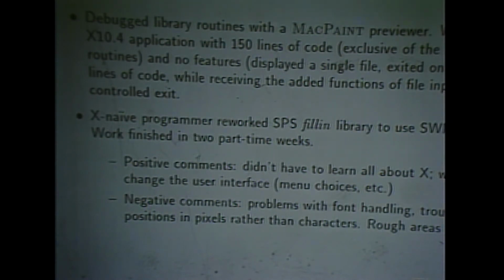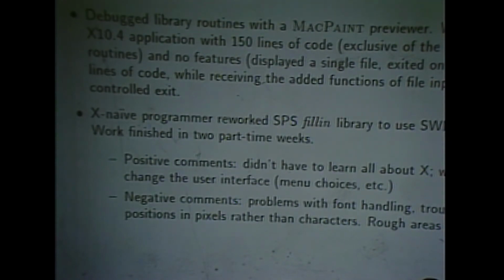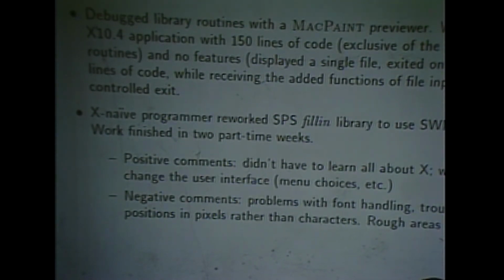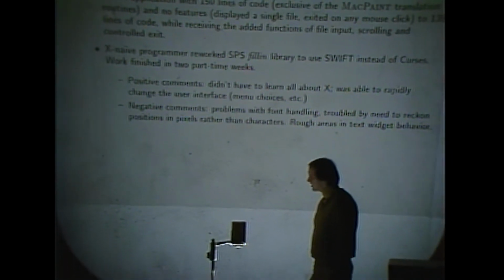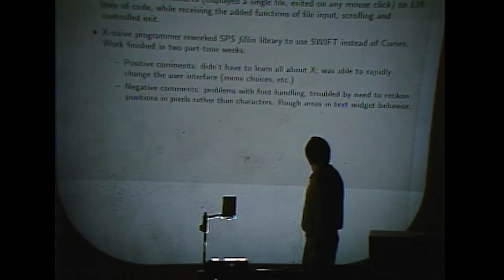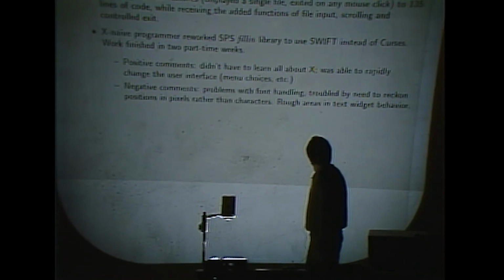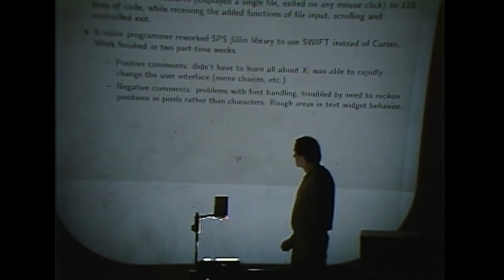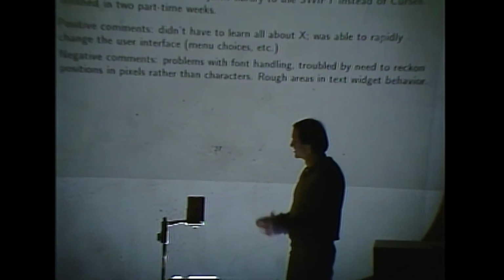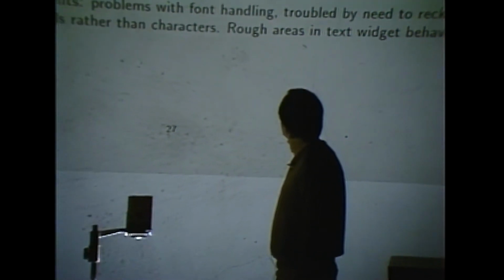He didn't have to learn virtually anything about X, which was a good idea, because the X manuals are kind of cumbersome, and the X toolkit is largely documented in C. The biggest problems he had with it were the fact that since it was a curses application, he couldn't really do character-based addressing the way he would sort of like to. He kind of had to do dead reckoning on pixels. Also, the text widget sometimes didn't behave as he would expect.